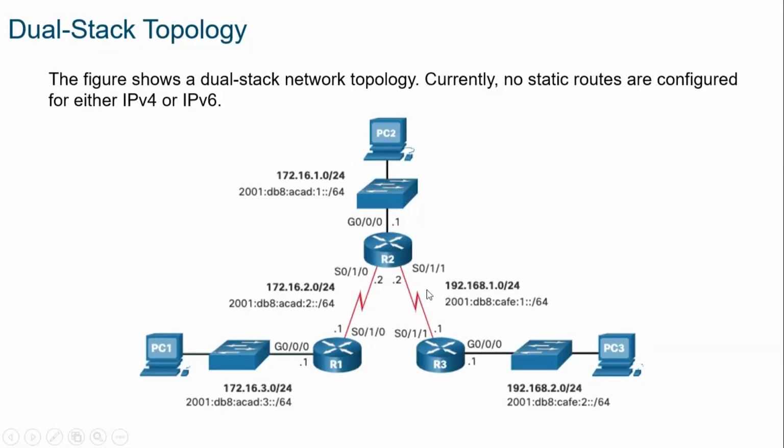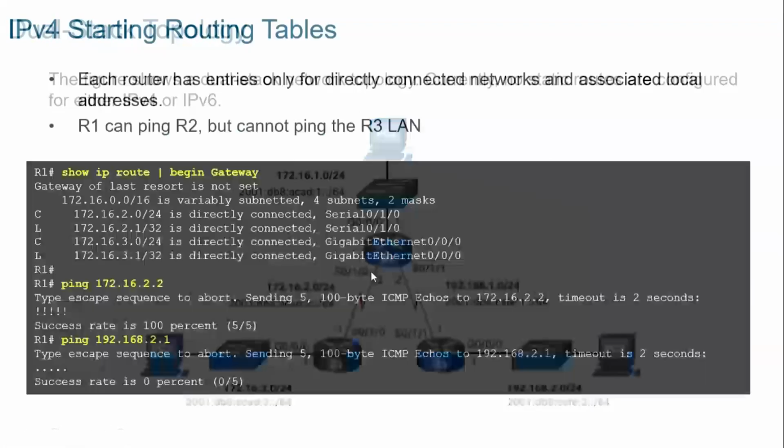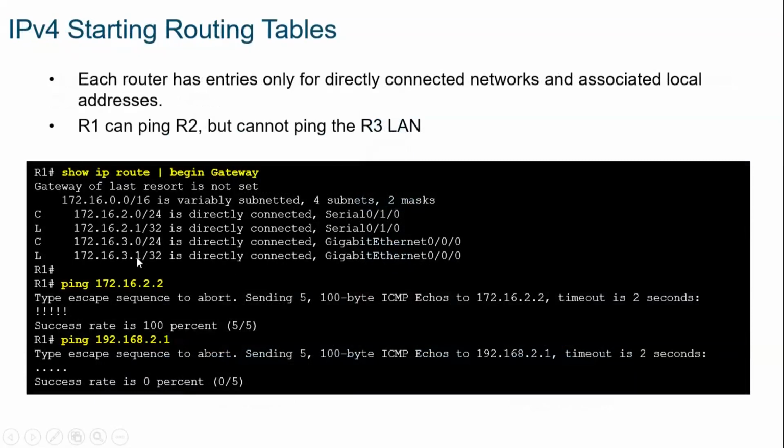This network, 1, 2, and 3, these are called remote networks because they are not directly connected to R1. Because there is no way for R1 to know how to get to this network, you see there is no 192 at all, so it cannot send a ping.